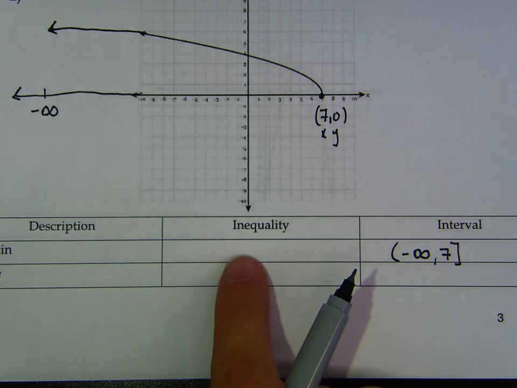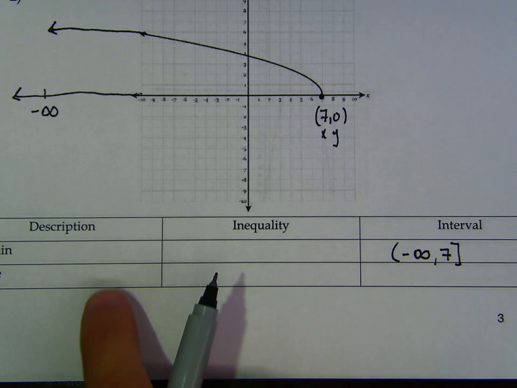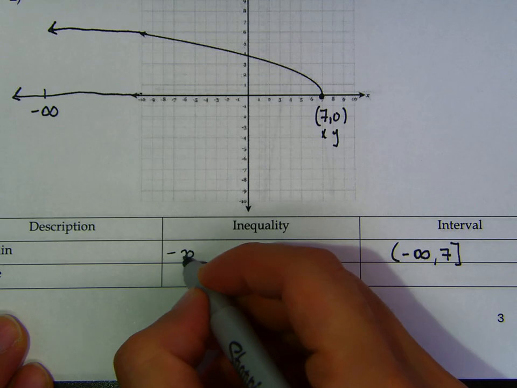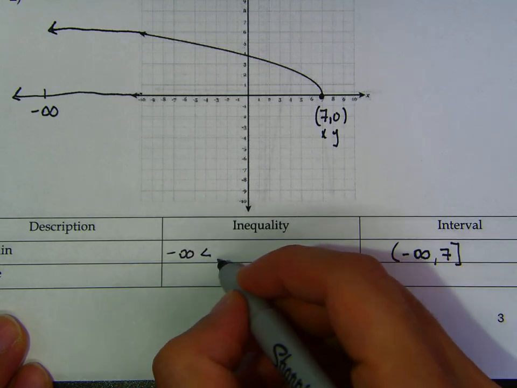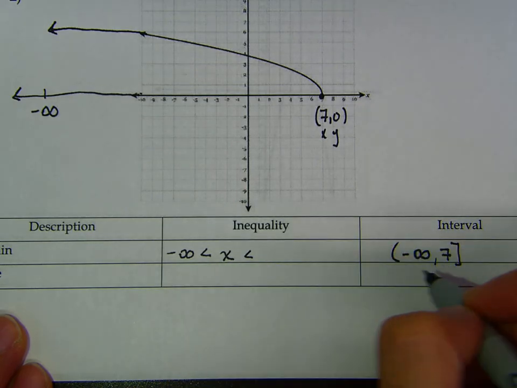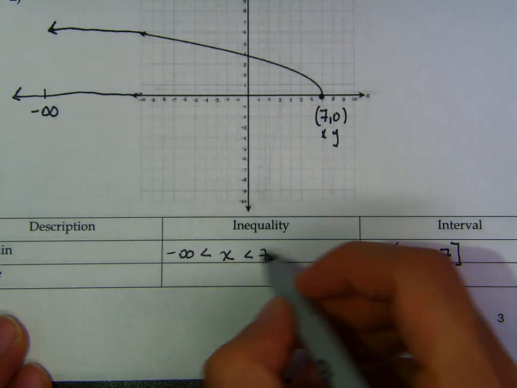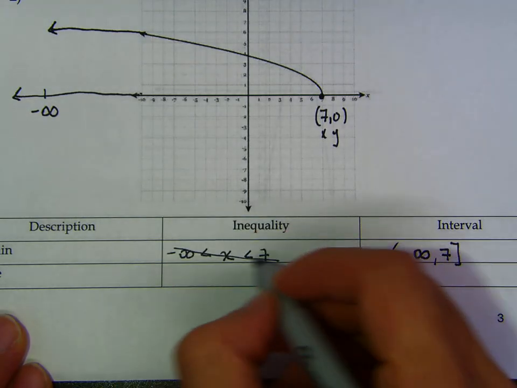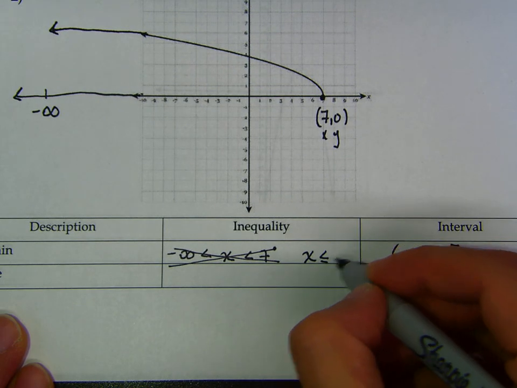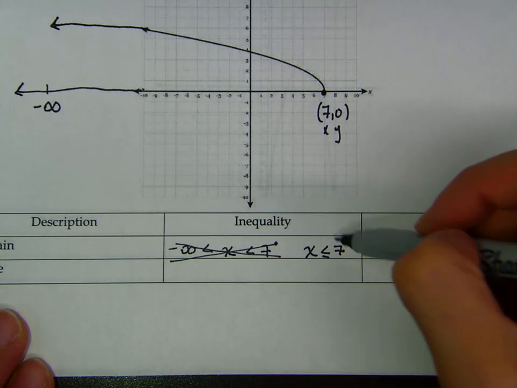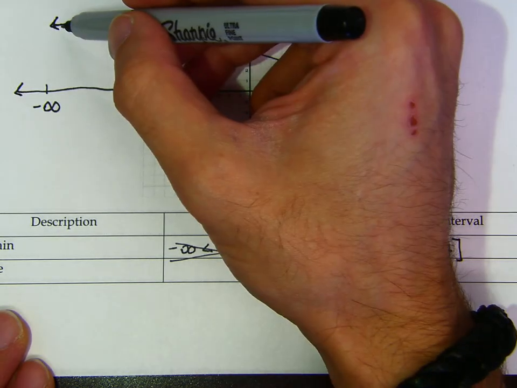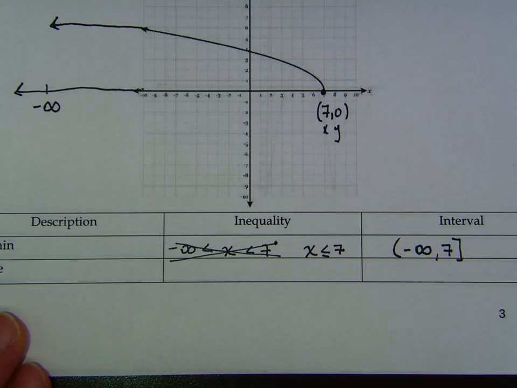Now for this one, the way you would describe the domain, you're used to maybe, if you wrote negative infinity less than x less than 7, then you're kind of close, but this is a little bit wrong. Because the way you would do it is x is less than or equal to 7. Because what this inequality is saying is you have every x number less than 7. Okay?